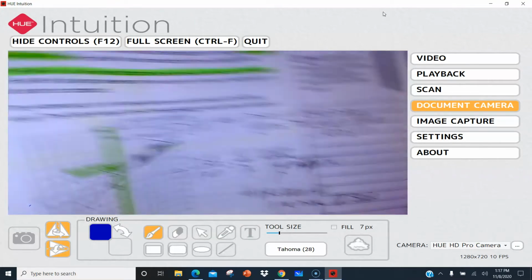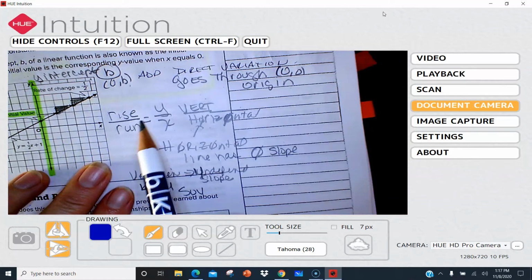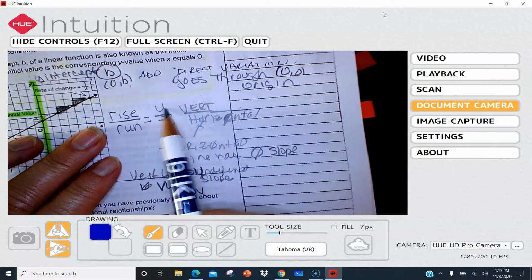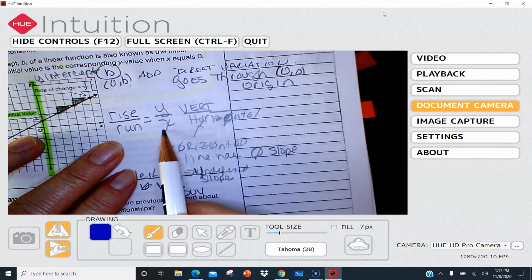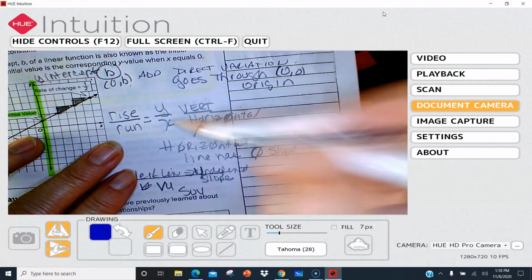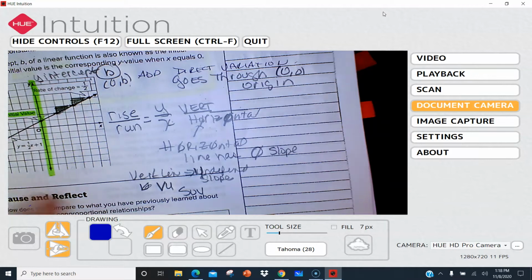And then we do our rise over our run. It's our rise, which is our vertical movements. It's also our y. Over our run, which is our horizontal movements, which is also our x. It's always y over x. Remember, I write, you write. This all better be on your papers.